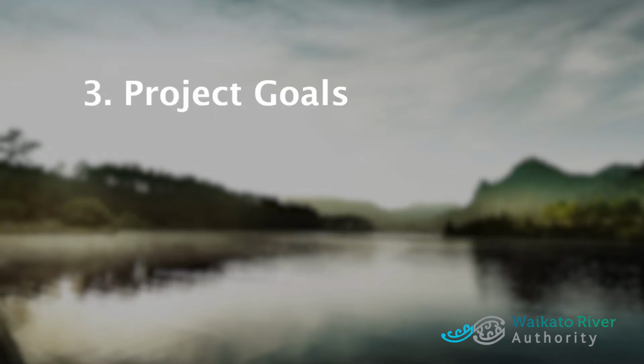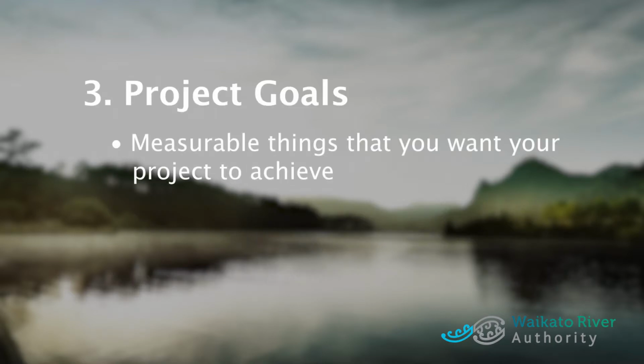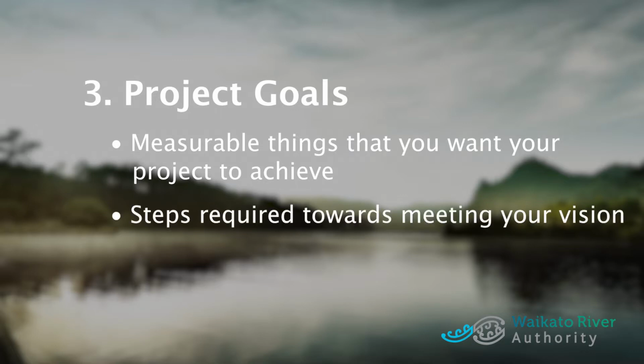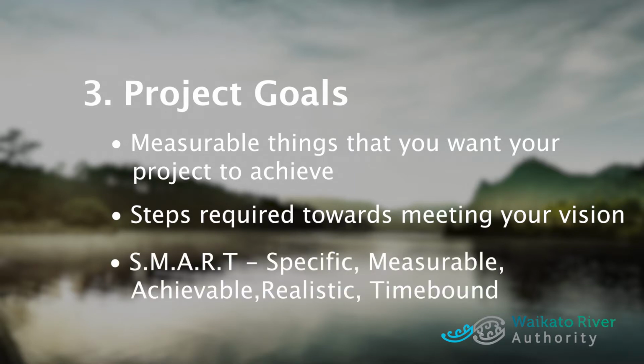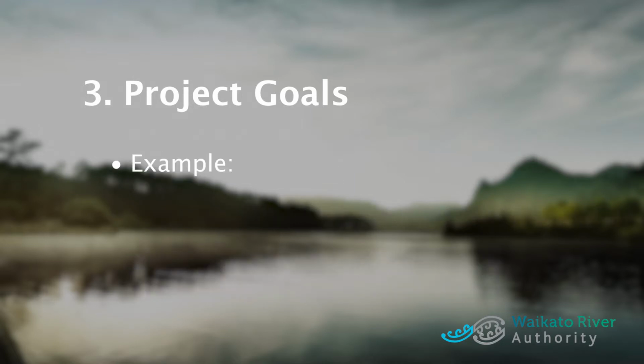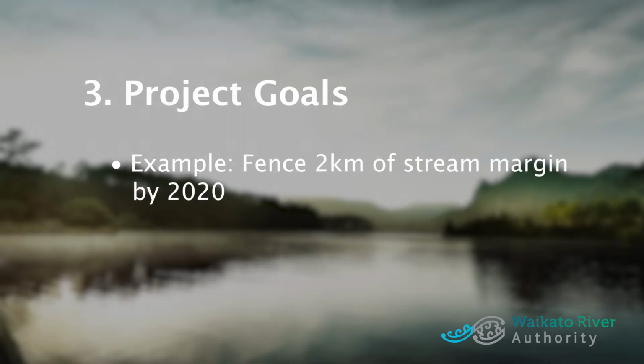Project goals. Project goals need to be measurable things that you want your project to achieve. They are the steps required towards meeting your vision. The goals should be SMART: specific, measurable, achievable, realistic, and time-bound. An example of a SMART project goal could be to fence 2 kilometres of stream margin by May 2020.